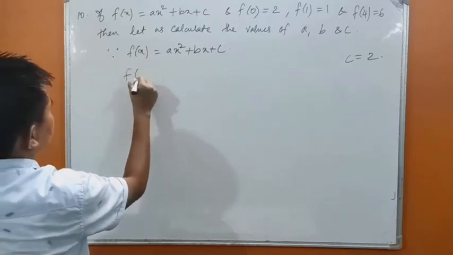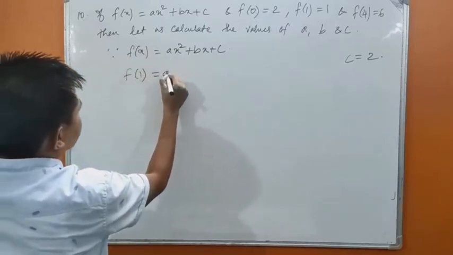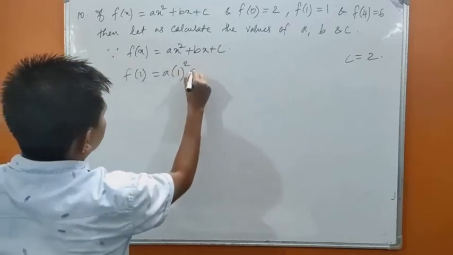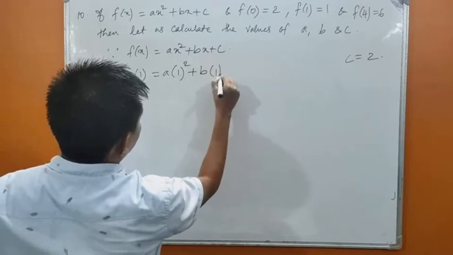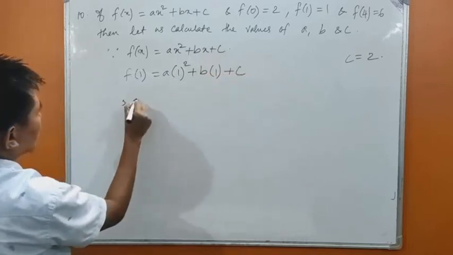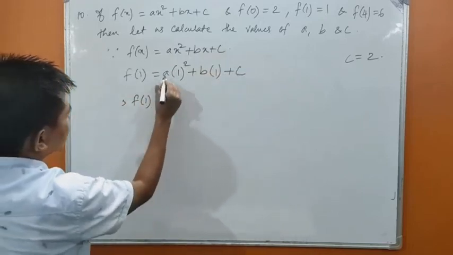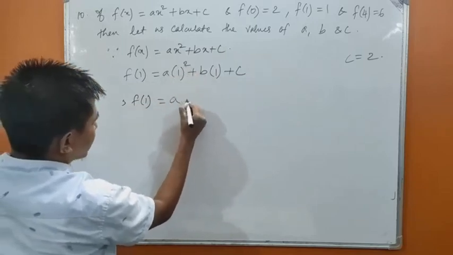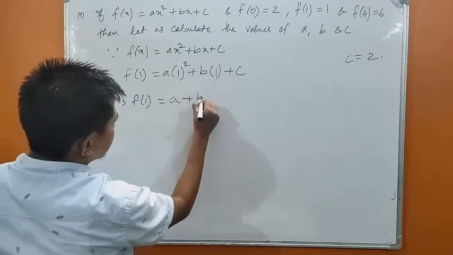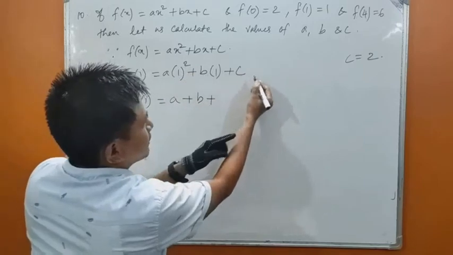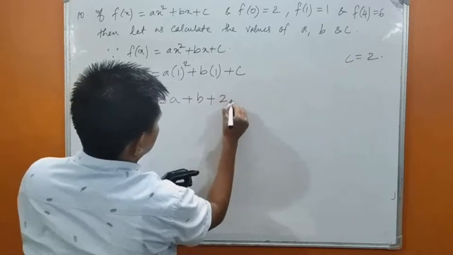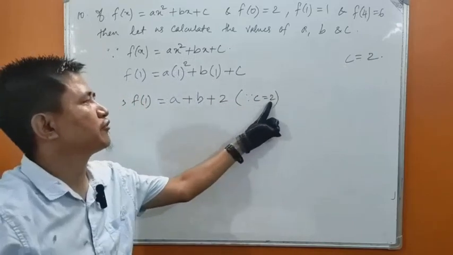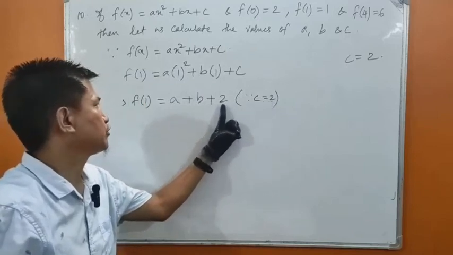f(1), since f(x) equals ax² + bx + c, instead of x we write 1 now, okay? a times 1 squared plus b times 1 plus c. Or f(1) equals, 1 squared means 1, 1 ones are 1, 1 into a is a, plus b into 1 is b, plus c, isn't it? c means 2. We write since c equals 2. We have already found the value of c. c is 2, so we put 2 here.